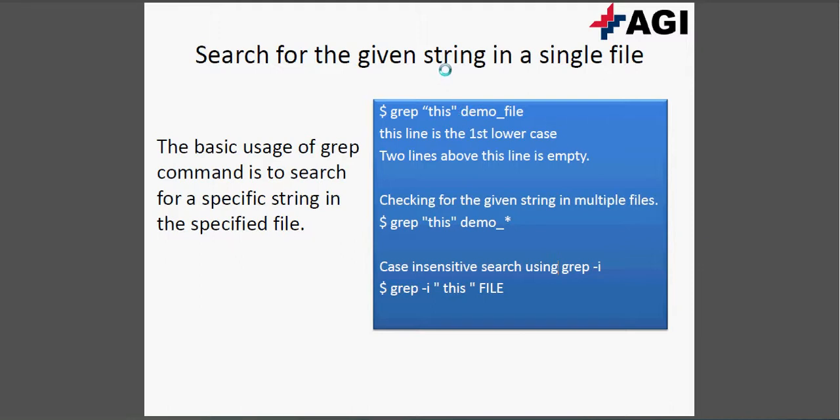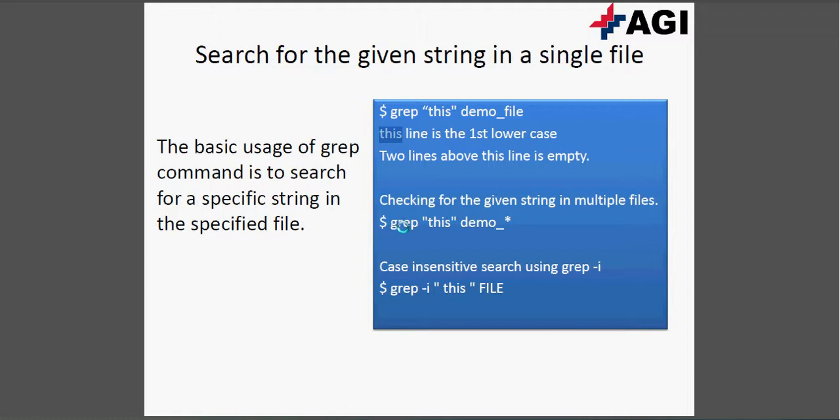In our first case, we'll look for a given string in a given file. So in this example, I'm using grep. I'm looking for the string, that is the word "this", in the demo underscore file. In the output, as you can see, it has given me two instances of the word "this", and it prints the entire line that contains the pattern.